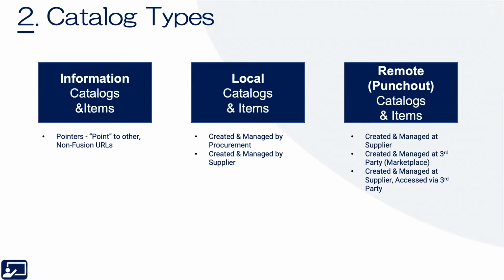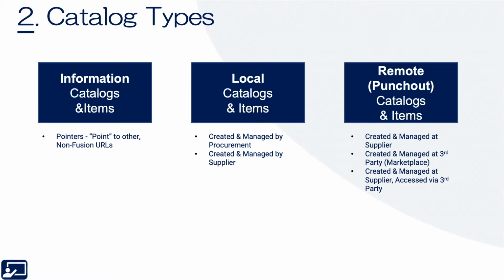And then there's punch-out or remote items. These particular items are created and managed at the supplier. You connect to the supplier to see them. They could also be created and managed at a third-party marketplace like SciQuest or some of these other applications. But again, you have to punch into those to fill your cart up and then come back into Fusion, meaning that the definition for these items and catalogs exists in another application, not in Fusion. But these items are created and managed by that supplier.